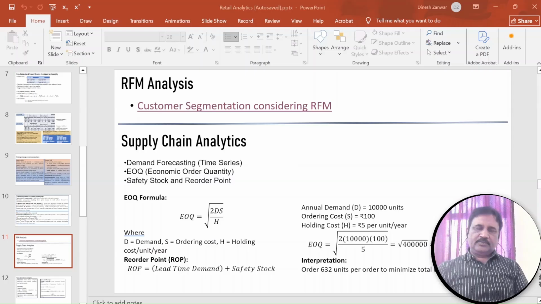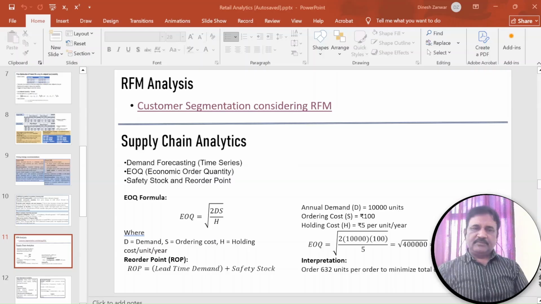Then another important decision as far as inventory is concerned is when to order. That is called the reorder point. Whenever you order something, you do not get the material immediately after ordering. It takes a little time to get the material ordered. That time is called lead time.